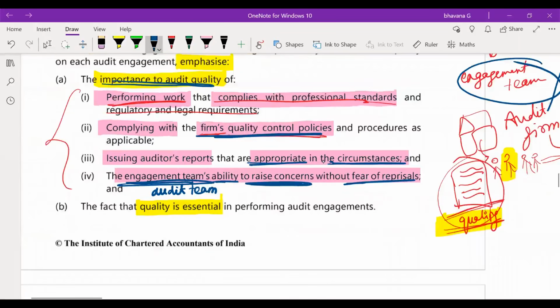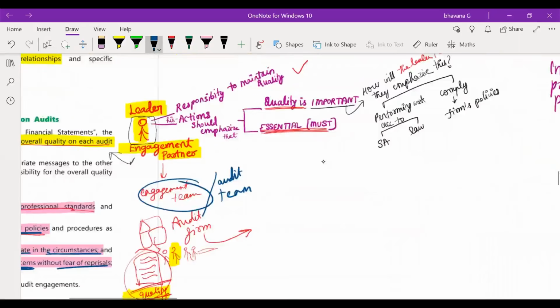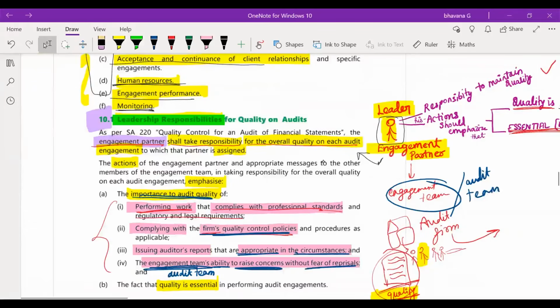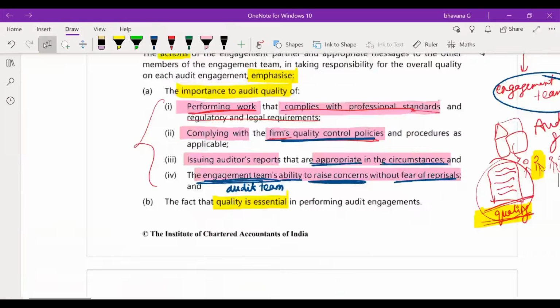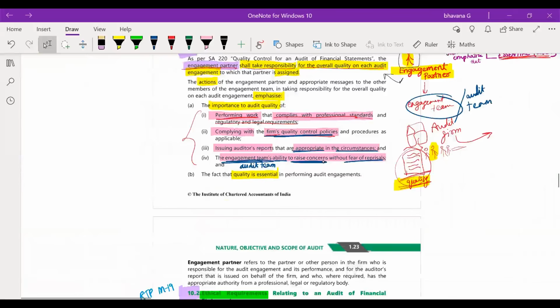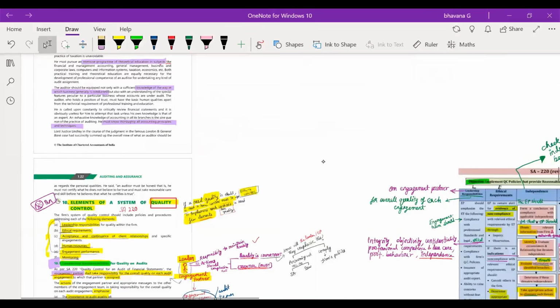So where did we start? We started with the fact that there is a leader, an engagement partner, who has a responsibility to maintain quality, and his actions should emphasize that quality is important and essential. How will he show that quality is important or essential to him? By these 4 points. So this was the first point. The first point of leadership responsibilities we have completed.